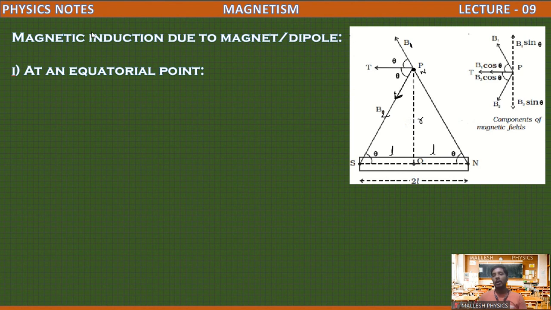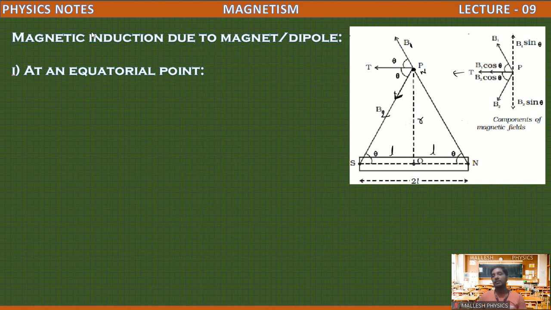These two are the same in magnitude. Why? Because mu naught by 4 pi M by R square, the pole strength is the same and the distance is the same. The distance between the unit north pole and the south pole of the magnet and the distance between the unit north pole and the north pole of the bar magnet are the same. So B1 is equal to B2. If you resolve B1 and B2 into two rectangular components, for B1 the component B1 cos theta acts this side and B1 sin theta acts upward. For B2, B2 cos theta acts to the left side and B2 sin theta acts downward.